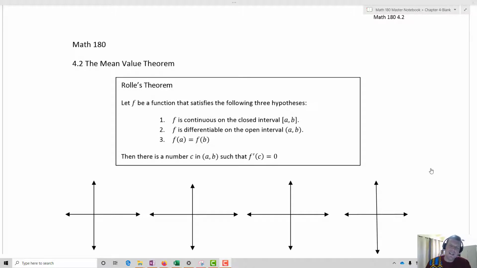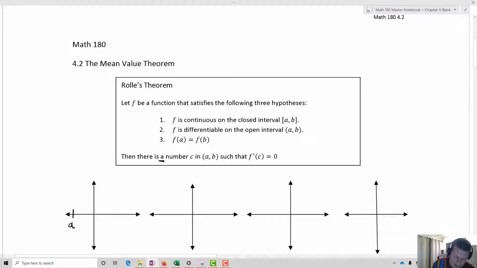So first, with Rolle's theorem, let f be a function that satisfies the following three hypotheses. We're going to do some proving work here. Notice what the hypotheses are. f is continuous on the closed interval a to b. f is differentiable on the open interval a to b, so it doesn't have to be differentiable at a or b. And f of a equals f of b, so the endpoints are equal to each other. Then there is a number c in (a, b) such that f prime of c equals 0. Notice again we say a number, not one number. It could be multiples.